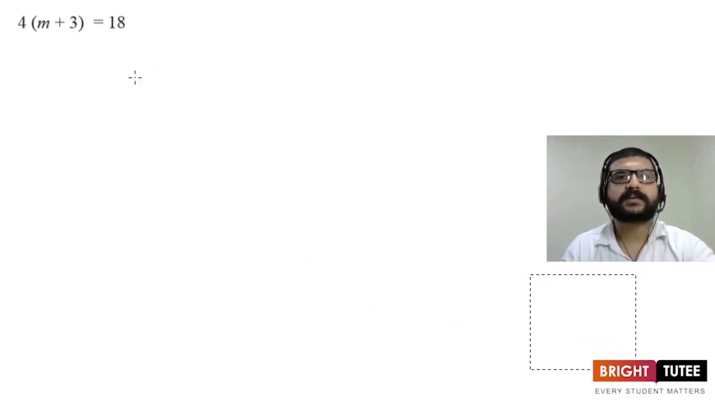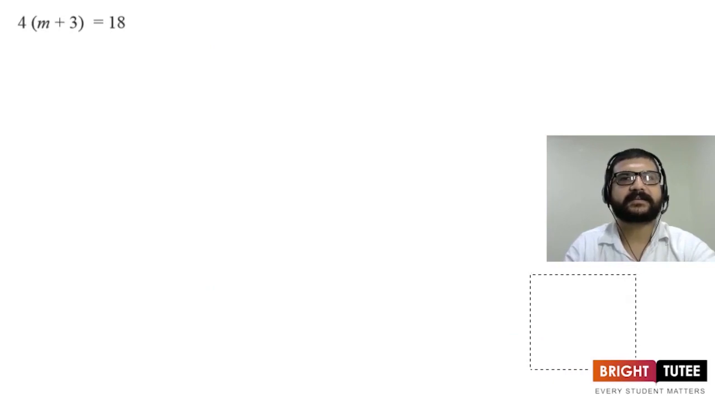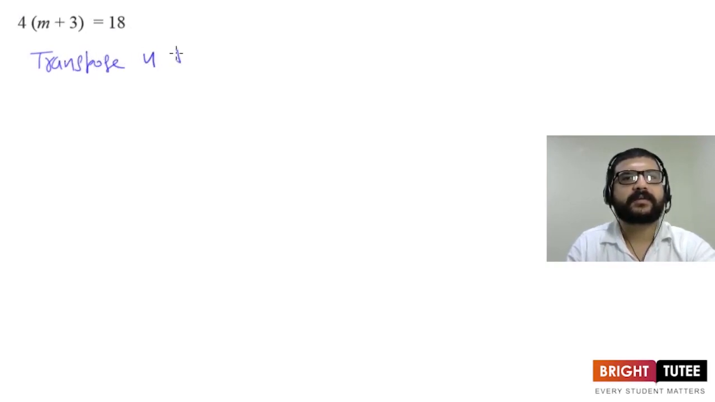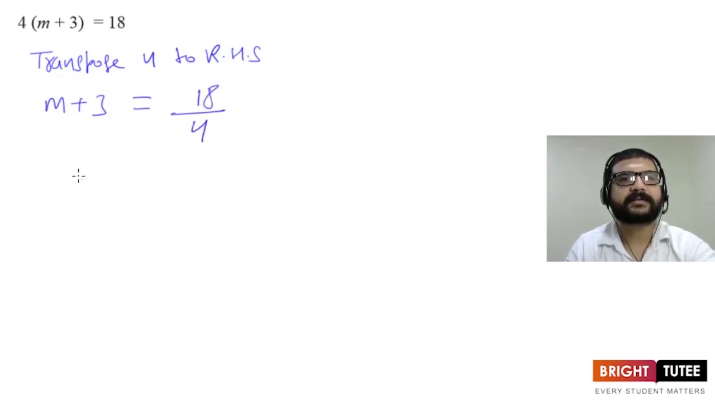Now let's try to solve the same question by transposing numbers. So what we have to do, first we have to transpose this 4 here on the right side of the equation. So when we transpose this 4, here we have 4 into (m plus 3). So while transposing it will come in division. So what we are doing now, transpose 4 to the right hand side. So this gives us m plus 3 is equal to 18 upon 4.